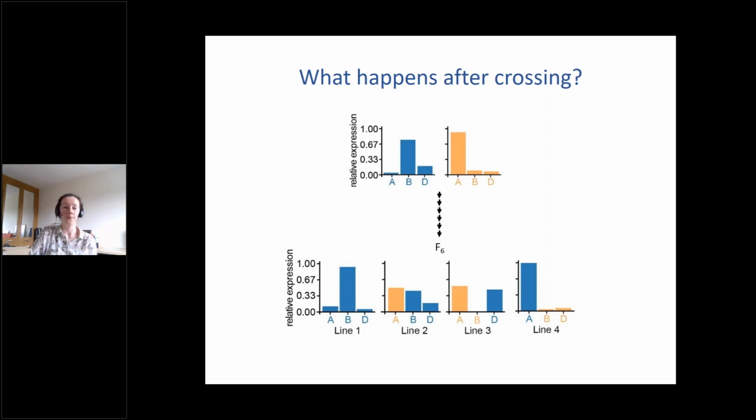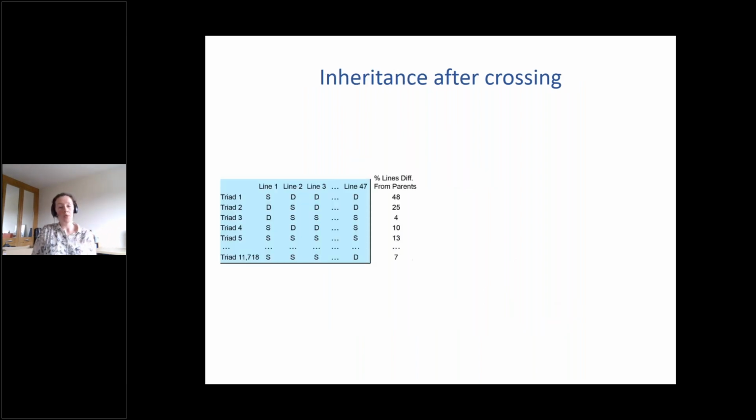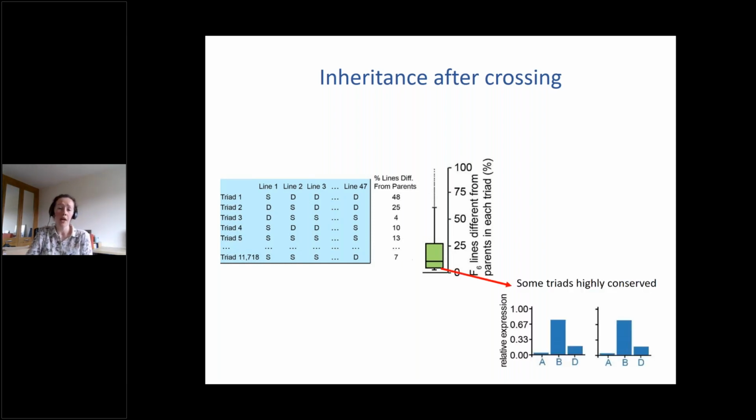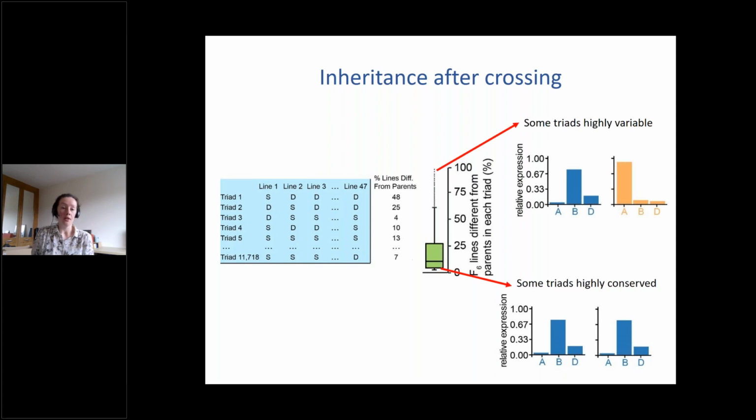And looking more globally across all the triads in the genome, the 11,000 triads, we can see that these triads are quite variable across these 47 different F6 lines. So some triads are always highly conserved. They look very similar to the parents, whereas some triads actually vary a lot and don't tend to keep the parental expression patterns.